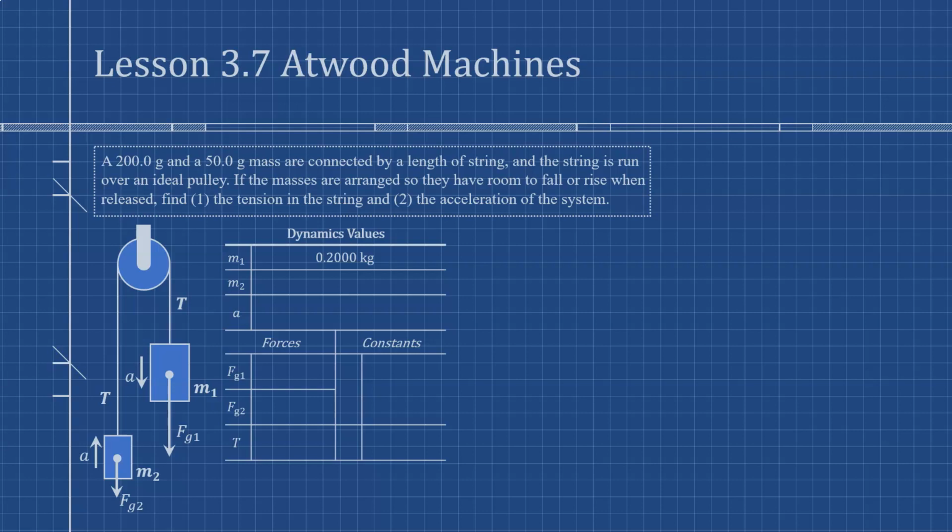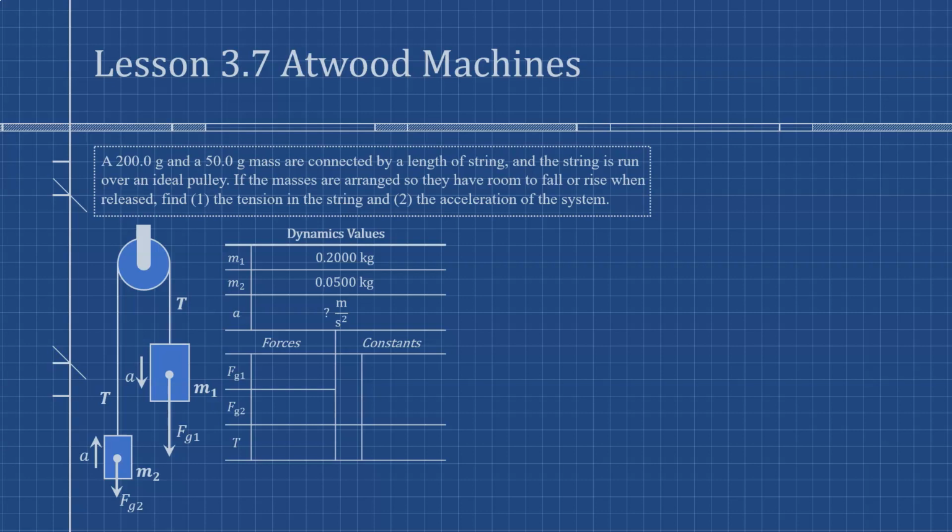We also know the mass of M2, 0.0500 kilograms. Do we know the acceleration? Actually, the acceleration is one of the things that we're looking for. So I'm just going to note that with a question mark for now. I am going to need to find the acceleration. Now, before I go down and list any of the forces that I know, maybe it's a better idea to start by drawing some free body diagrams of those forces.